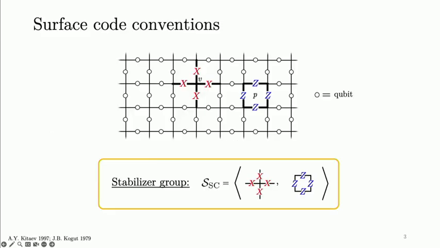So let's start with setting some conventions for the surface code. I'll work with the unrotated surface code. I'll take the vertex stabilizers to be products of Pauli X operators, and I'll take the plaquette stabilizers to be products of Pauli Z operators. Just to save myself time in making these slides, I'll change the notation and use red edges for Pauli X operators and blue edges for Pauli Z operators.